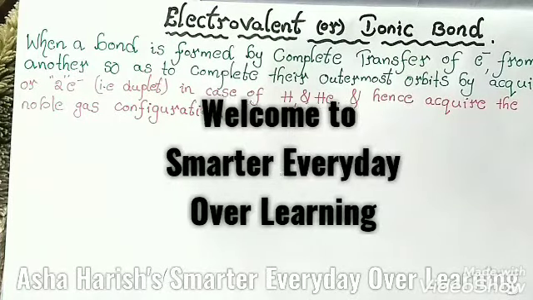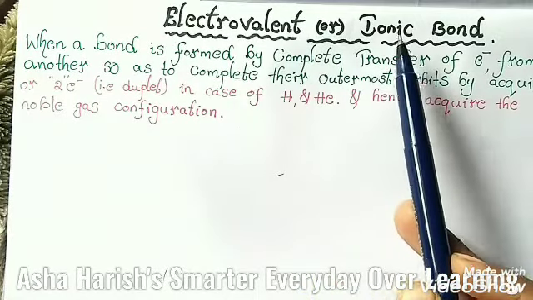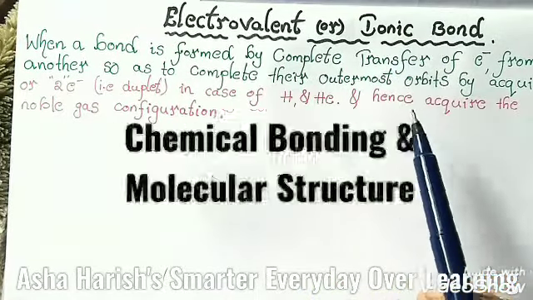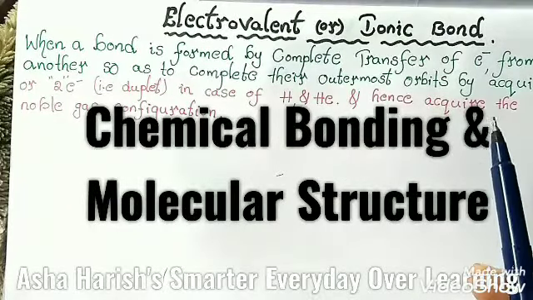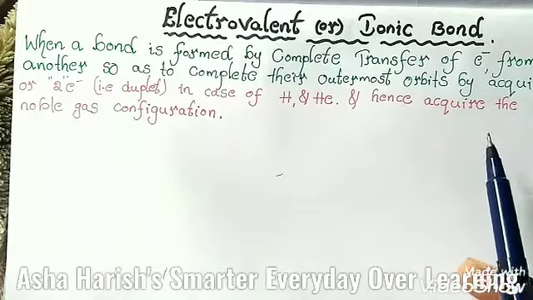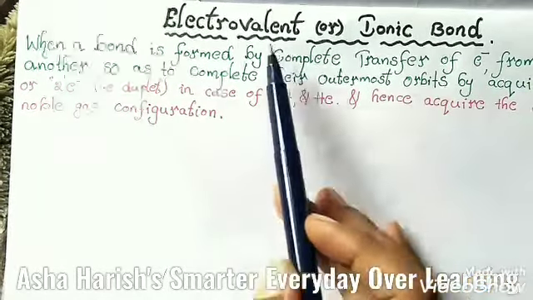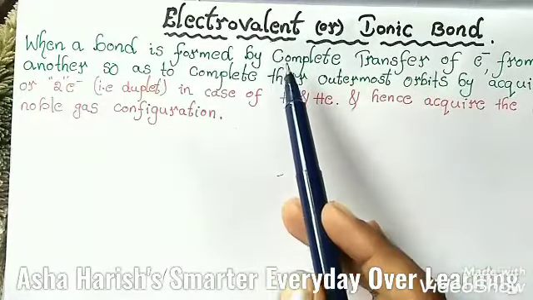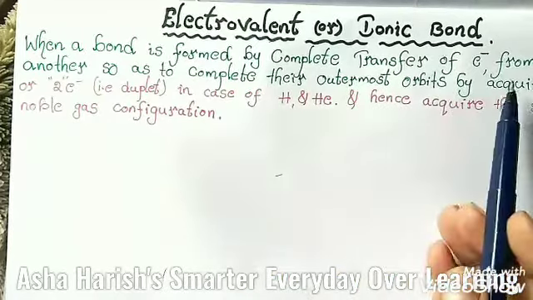Today our topic is electrovalent bond or ionic bond from the chapter Chemical Bonding and Molecular Structure from grade 11 NCERT. Okay students, before starting the topic, you have to know the definition of electrovalent bond. Let's see, a bond is formed by complete transfer of electrons.